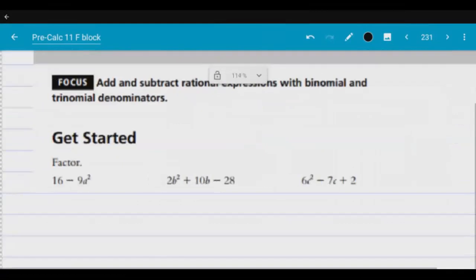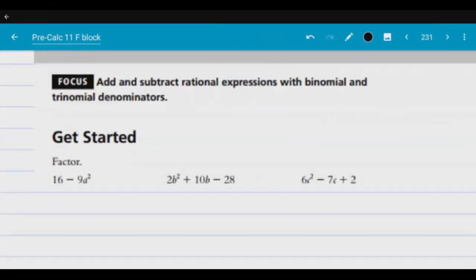So let's practice with factoring because factoring is a process that you will have to do as you do adding and subtracting rational expressions. So let's just quickly remember this. So this one, how do we factor? That appears to be the difference of two squares. So that would be 4 plus 3a, all right, times 4 minus 3a. Done.